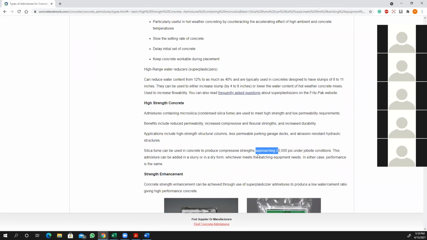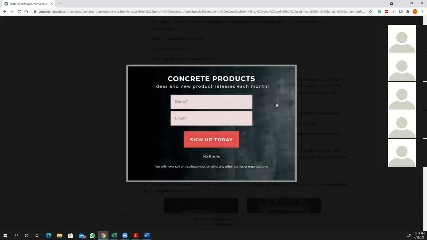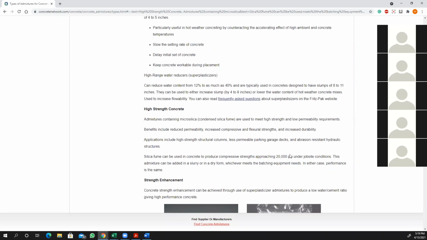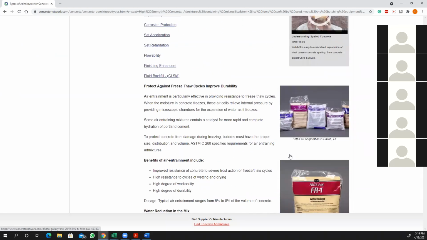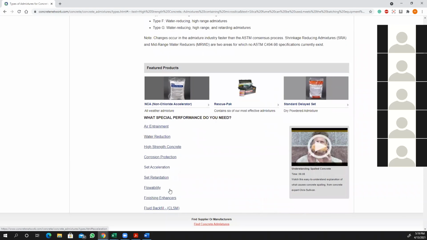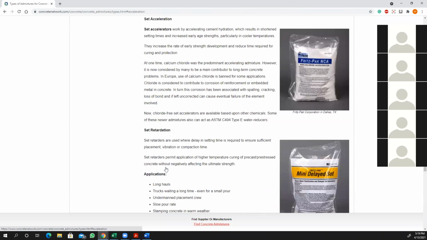Well, this is for high strength concrete, and if you use silica fume, you can get up to 20,000 psi. Compare this 20,000 psi with the 4,000 psi that we were shooting for. 20,000 is pretty high, imagine. And the early strength development, that's what we're looking for. Water reduction, set acceleration, this is what we're looking for.